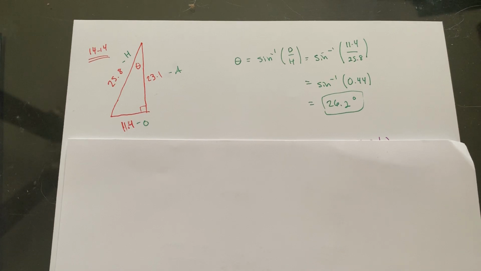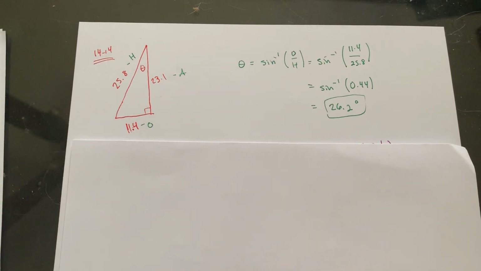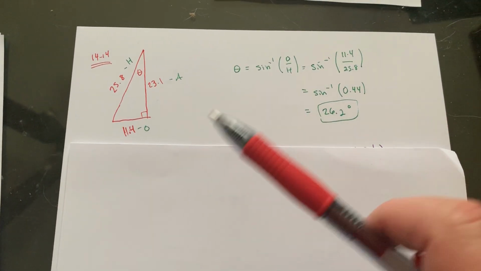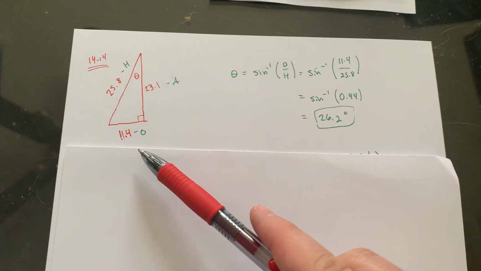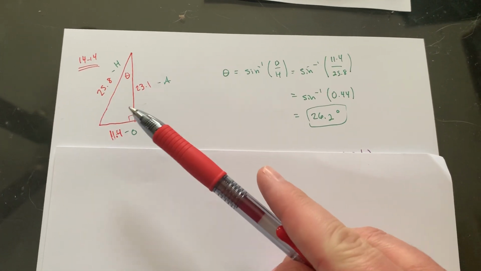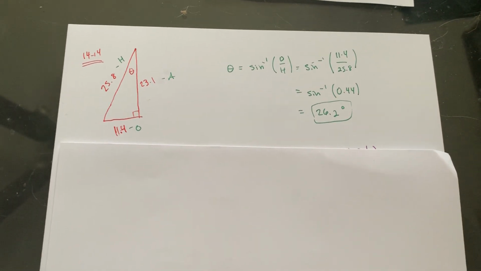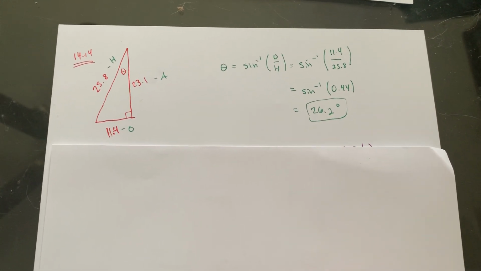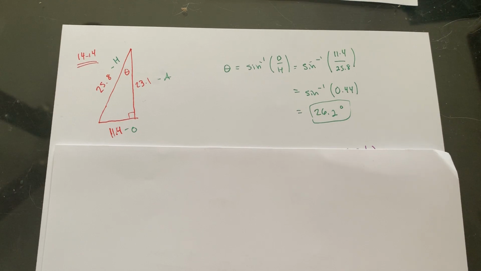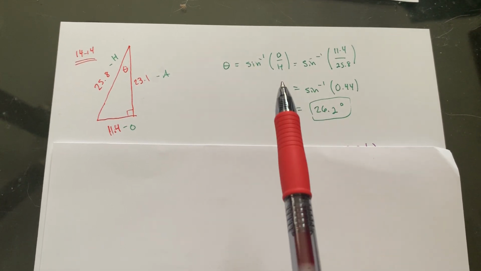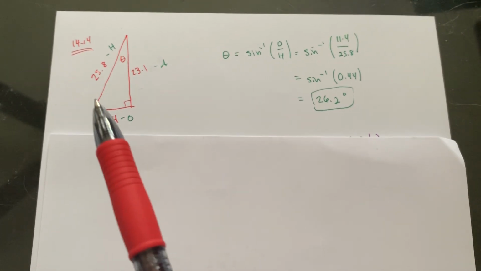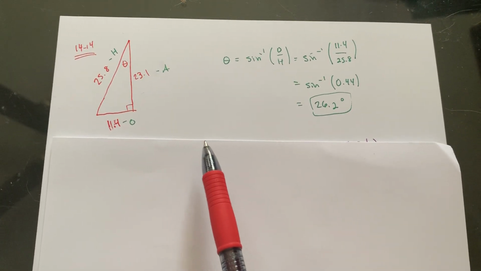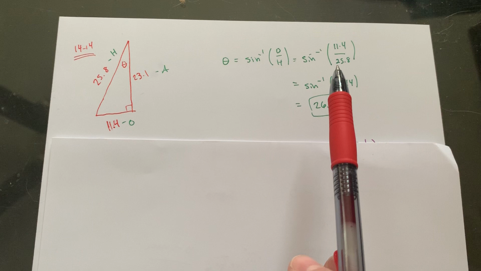So this is the triangle rewritten. I've identified, as always, from the perspective of the angle, my theta up here, up top, the opposite is down here at the bottom, the adjacent is next door, and the hypotenuse, of course, is the long side. I'm just going to do it from two perspectives here. If I do the sine perspective, sine inverse, sine is the opposite over the hypotenuse, so that's 11.4 over 25.8. So that's my fraction.